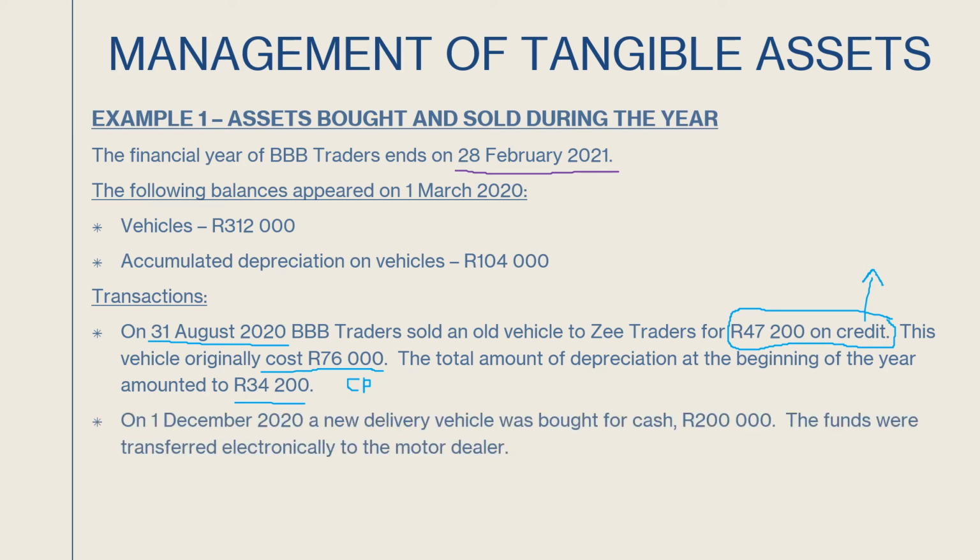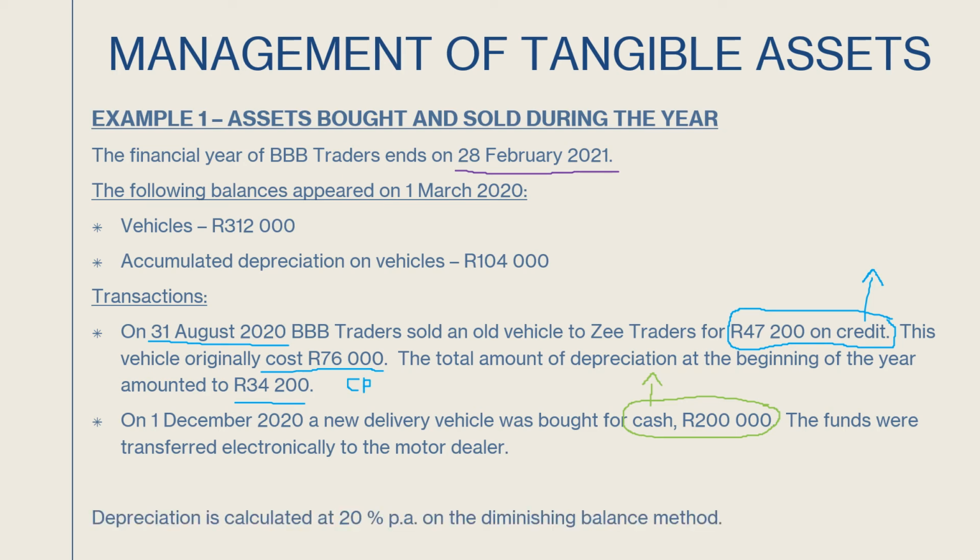Then on the 1st of December 2020, a new delivery vehicle was also bought for cash. That was 200,000 and the funds were transferred electronically to the motor dealer. Again, what is important here is the cost price. Obviously 200,000 Rand is what we paid for it. We paid cash, so that is going to be important, and the funds were transferred electronically.